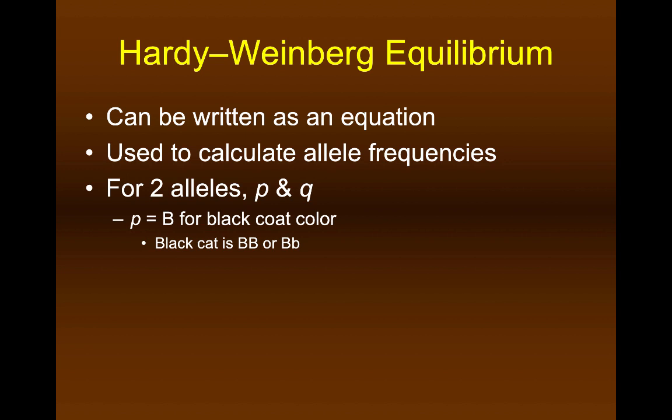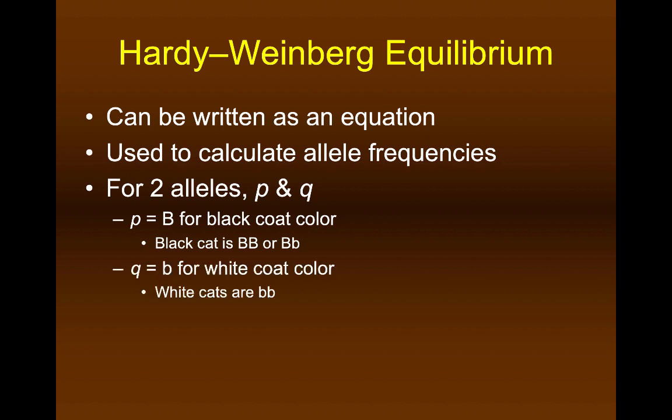We have P and we have Q. Now the P allele is the dominant allele and the Q allele is the recessive allele. P is essentially a big B for black coat color. All right. What that means is that any black cat we see in this population could either be homozygous or heterozygous. In either case, regardless of the genotype, the phenotype of those cats is going to be black.